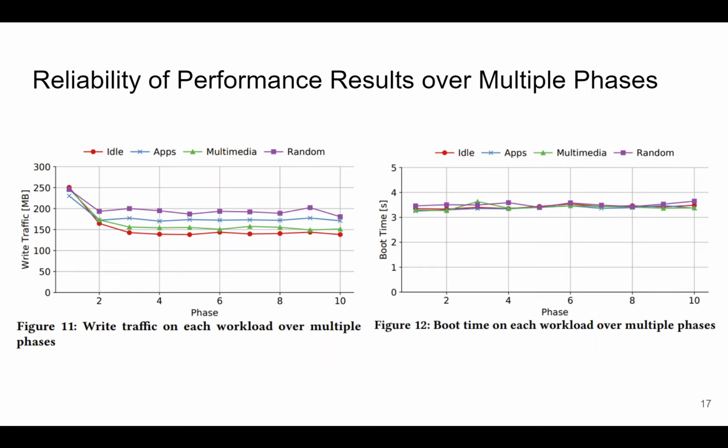Figures 11 and 12 show the write traffic and boot time results of multiple phases. The result clearly shows that it remains nearly constant over multiple phases. In Figure 11, write traffic at the first phase is higher than other phases. This is because of the fact that inline deduplication cannot happen at the very first suspend.